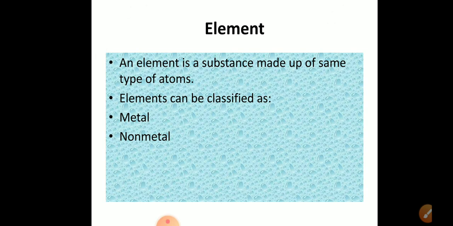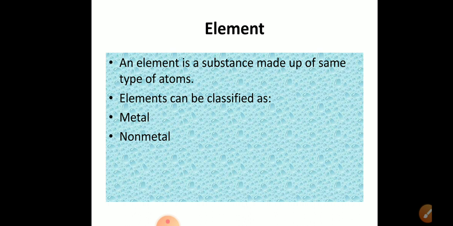Now, the materials that we use for different purposes are made up of different materials or elements. Then what is the meaning of element? An element is a substance made up of the same type of atoms. A substance which is made up of the same type of atom is called an element. It cannot be broken down into simpler substances.